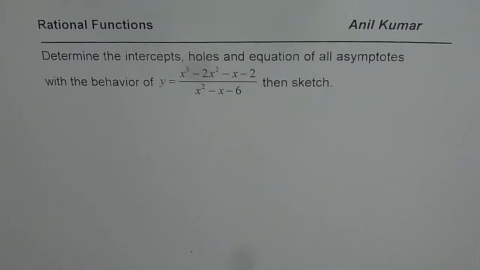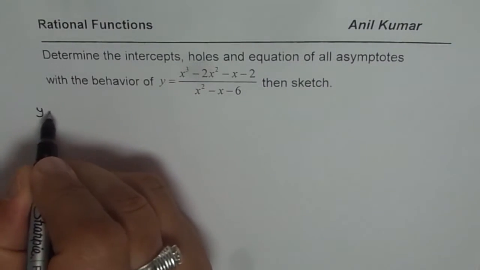The question is, determine the intercepts, holes, and equations of all asymptotes with behavior of y equals x cubed minus 2x squared minus x minus 2 divided by x squared minus x minus 6. Then sketch. So let us analyze our function.